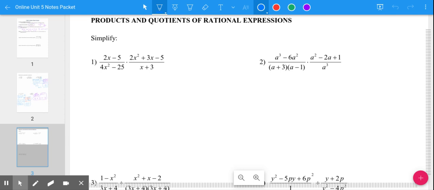Today we continue our discussion of rational expressions. Specifically, today we're going to be talking about products and quotients. So just like we did last video, I'm going to start with some steps to consider.